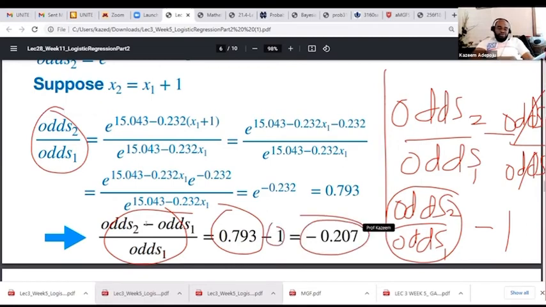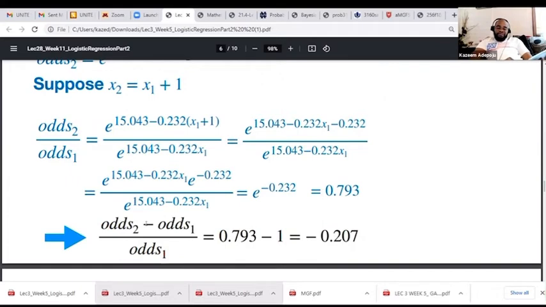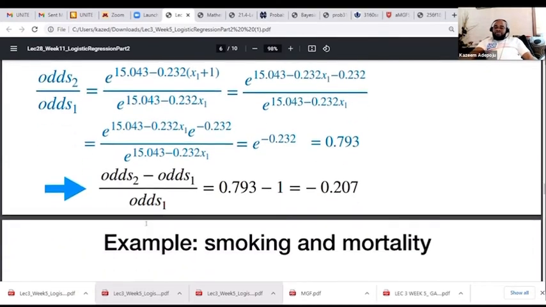Of course, you are not surprised with the negative because we'll be talking about a decrease. The beta one was negative, right? I think you know that. So what I'm trying to tell you right now is that when you take the absolute value of this, and you multiply by 100, that would be the 20.7% that I talked about.